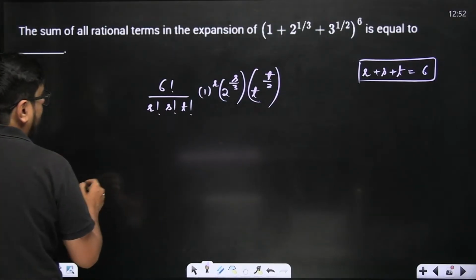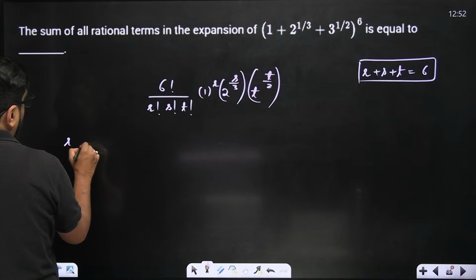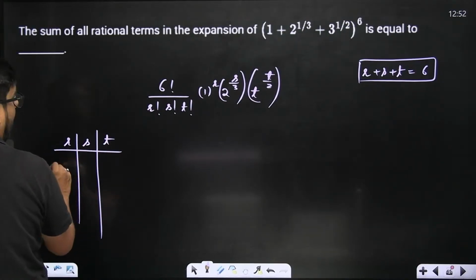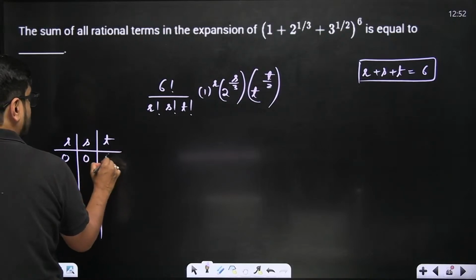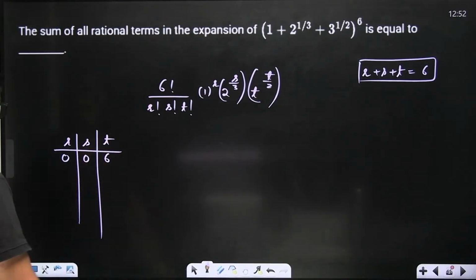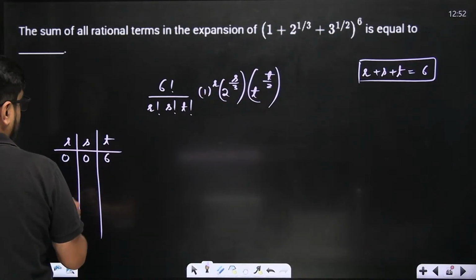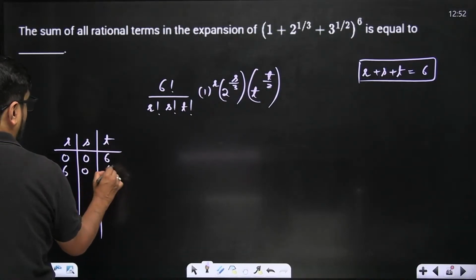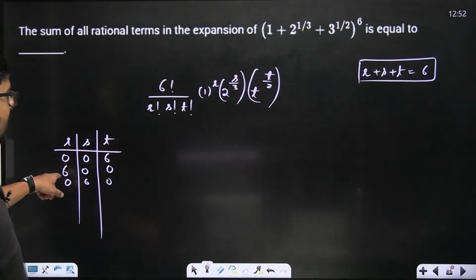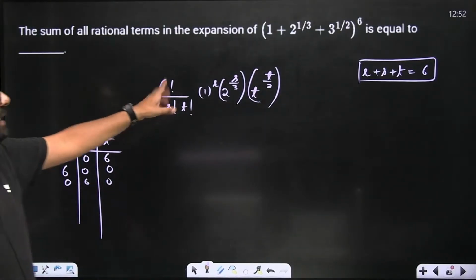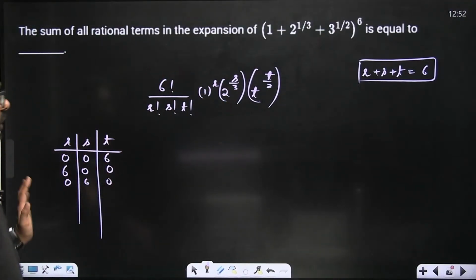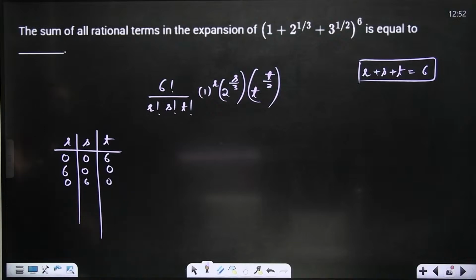Now let's see when can it happen. R, S and T. When R is 0, S is also 0, T is 6. This is okay. 0 is a multiple of every number. So 0, 0, 6 can happen. Also 6, 0, 0 can happen. Okay, 0, 6, 0 can happen. These 3 cases. R can be 0, no problem. R can be 6 also, no problem. S can be 0, T can be 0. All 3 can be 0, not a problem at all. In that case also it will happen.